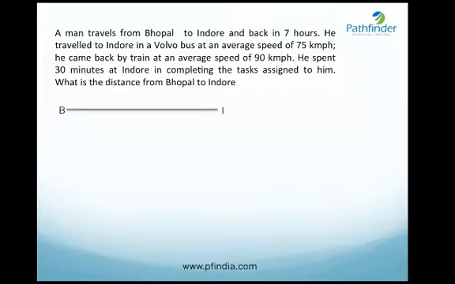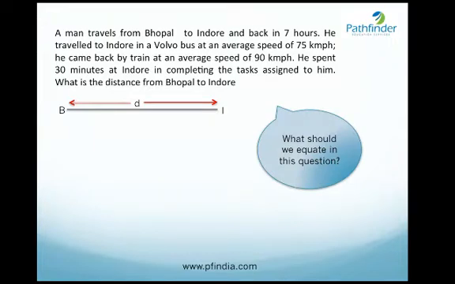So, let us understand that by a schematic representation. We have B, that is Bhopal, and here we have I, that is Indore. And since the distance between Bhopal and Indore is not known to us, we assume the distance to be D. Now, what should you equate from the given information in this question?